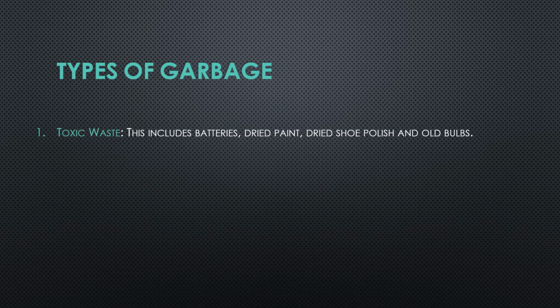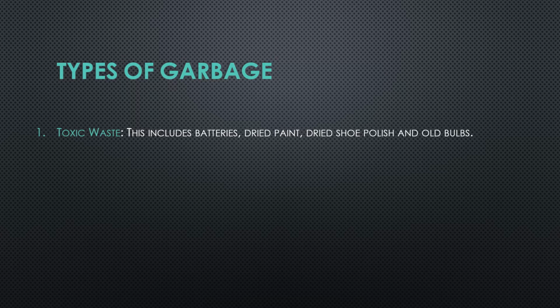So, these are the types of garbage. First is the toxic waste. Now, this is one of the categories. We have divided the dry garbage into two categories. First is the toxic waste and the other is the normal dry garbage. So the toxic waste includes batteries, dried paint, dried shoe polish and old bulbs. The smart ones over here who might know about that, these kind of waste are also known as non-biodegradable waste.